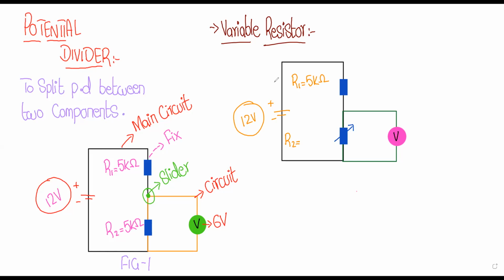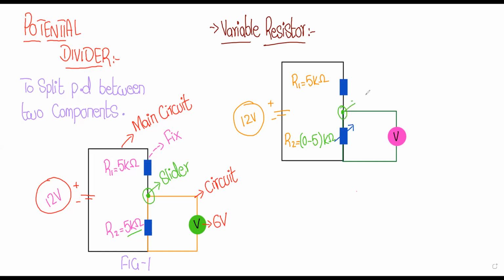Okay, since there is a variable resistor connected in the circuit, we can say that the maximum value of the resistor is 5 kilo ohms. So the value will be from 0 to 5 kilo ohms, right? Because now there is a variable resistor, it will depend upon us whether we increase the resistance to 5 kilo ohms, or decrease the resistance to 0 kilo ohms, right?